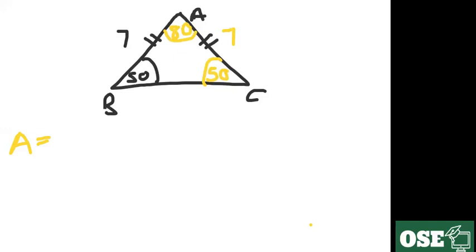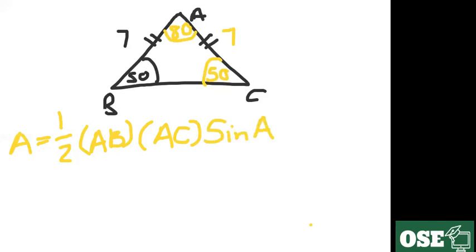You can carry on. It's half, ma'am. Half bracket AB, close bracket, open bracket AC, close bracket, sine A.